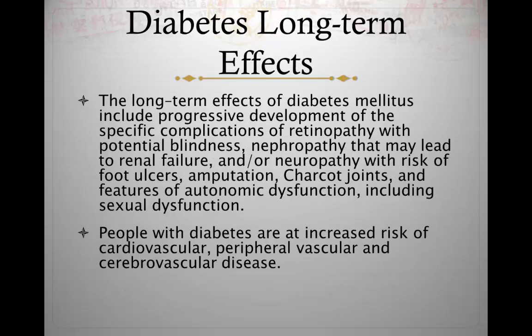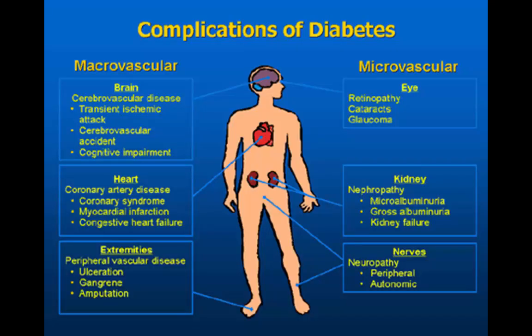We already spoke about the long-term effects of diabetes, and we will talk briefly regarding retinopathies, nephropathies leading to renal failure, as well as peripheral neuropathies, where patients could have a high risk of foot ulcers up to amputation, deposits of calcium, deformities in the joints, as well as sexual and autoimmune dysfunction. The major risk that these patients have is cardiovascular, peripheral vascular diseases, and cerebrovascular diseases.